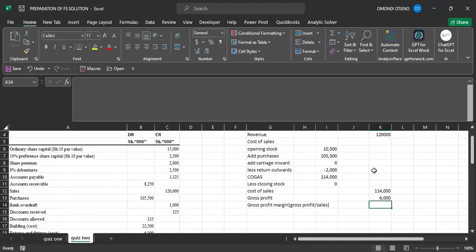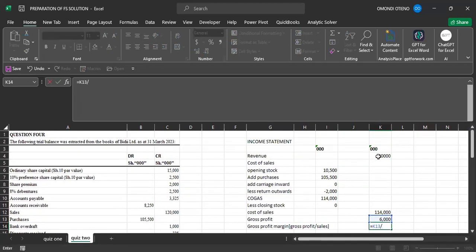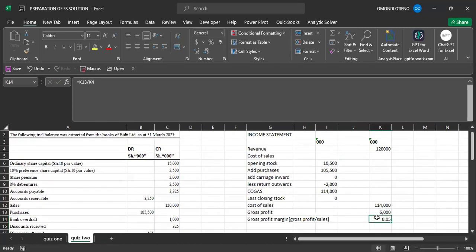But let's see what we are having as per this question without the closing stock value. So it's going to be equal to gross profit divided by sales or revenue. When you do that, you are getting 0.05, which when converted as a percentage will give us 5%. So we'll be asking ourselves here, what are we supposed to do to the closing stock so that we get a gross profit margin of 20%?